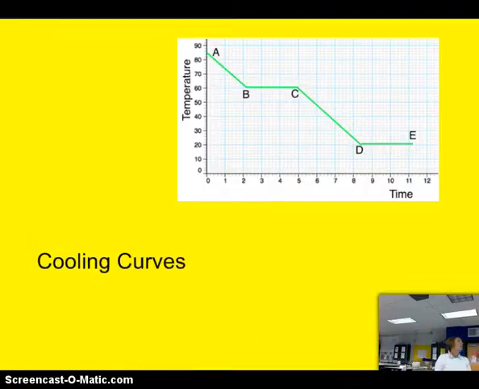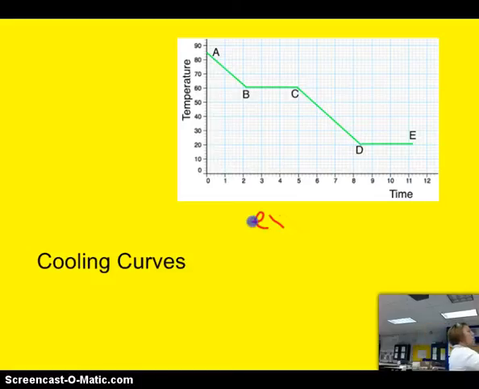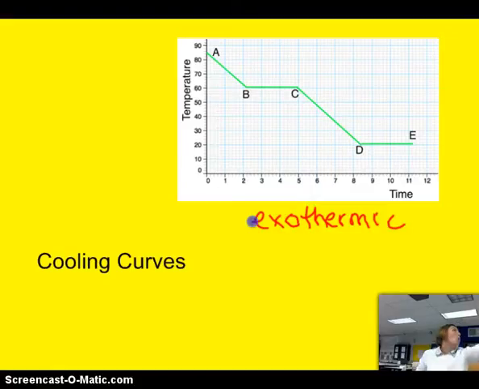We also have to talk about a cooling curve. And basically it's similar except you're cooling. So you're not adding energy, you're removing energy. These ones, removing energy, losing energy, these are exothermic changes on a cooling curve. Heat is being lost. So these changes are exothermic. Notice the differences. You start hot and you end cold, right?